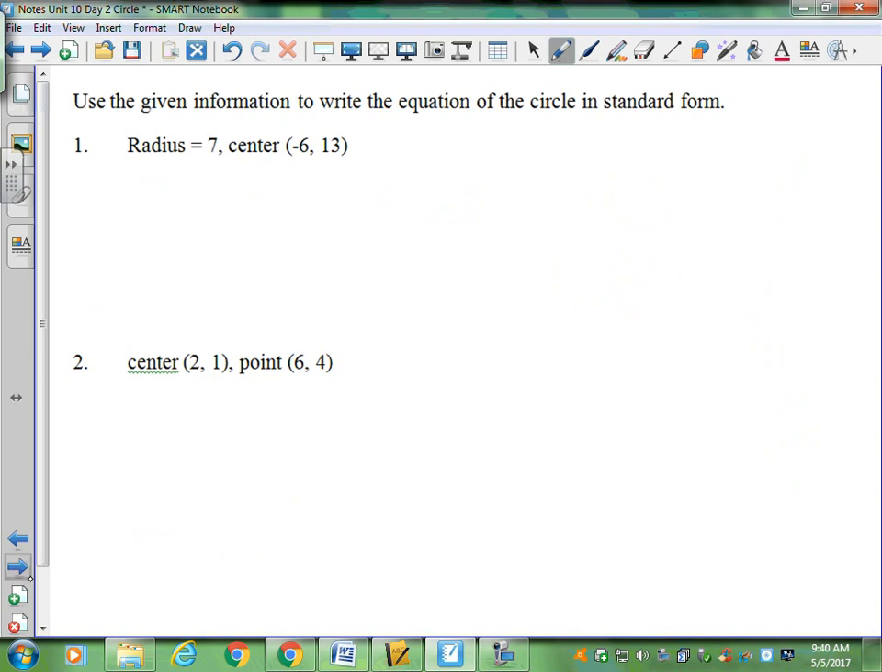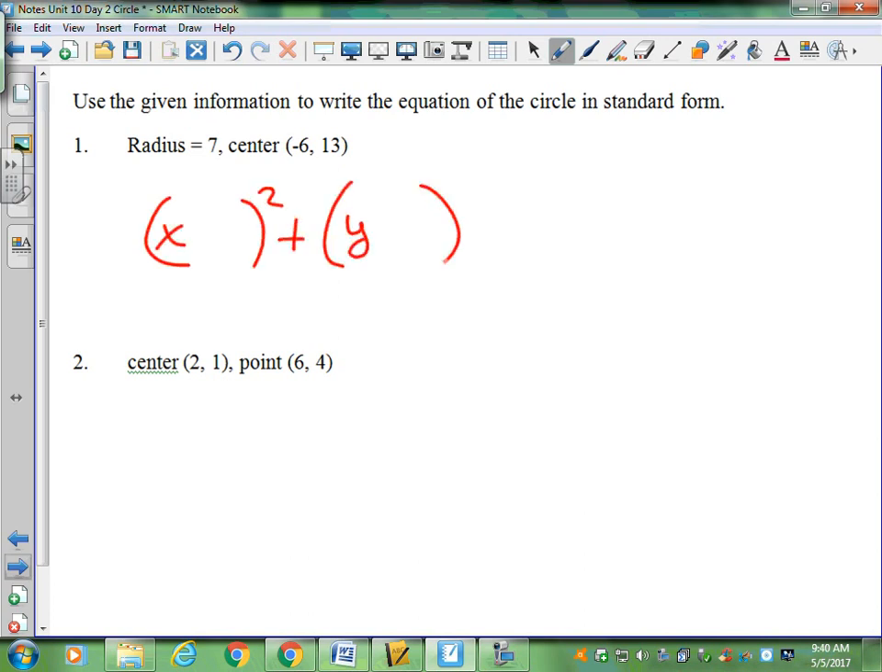So use the given information to write the equation of the circle in standard form. Well, I hope they gave me a center and a radius, but unfortunately they don't always do that. Sometimes they give you the radius, sometimes they give you the diameter, sometimes they give you 2 points, and sometimes they won't give you the radius at all. So in this one they did.